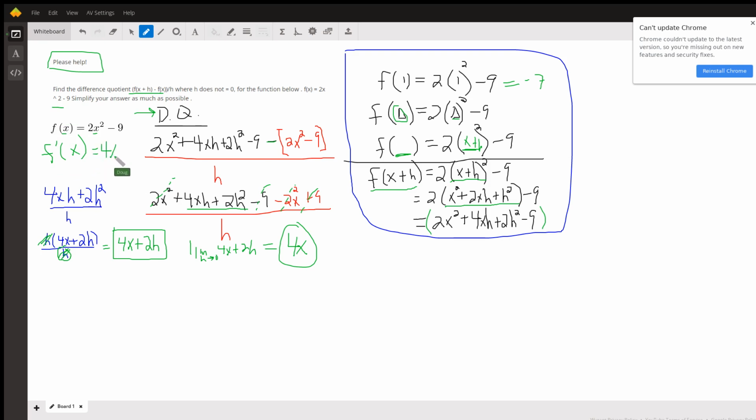And someday you'll learn there's a shortcut for getting from here to here without doing all this. That's the good news. Okay, so there you go. That's how you find a difference quotient for a given function, polynomial function.